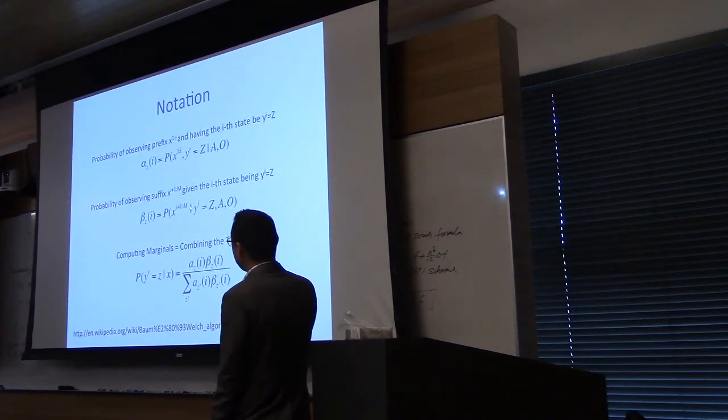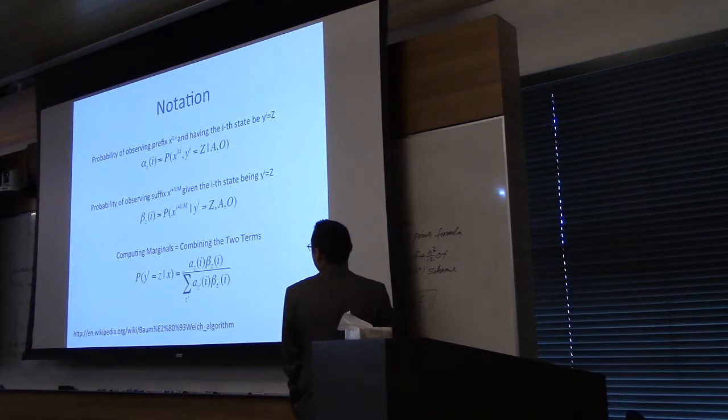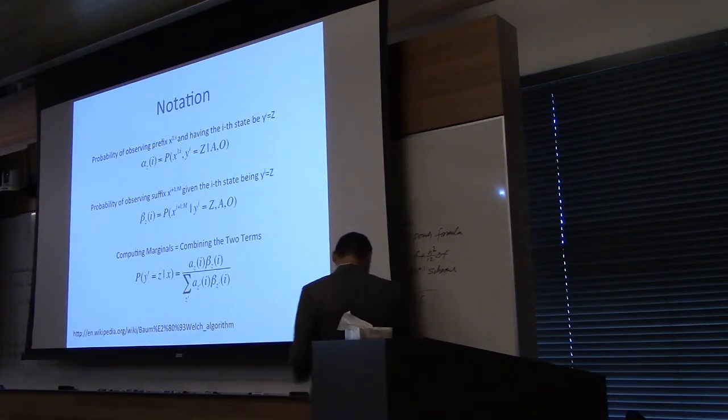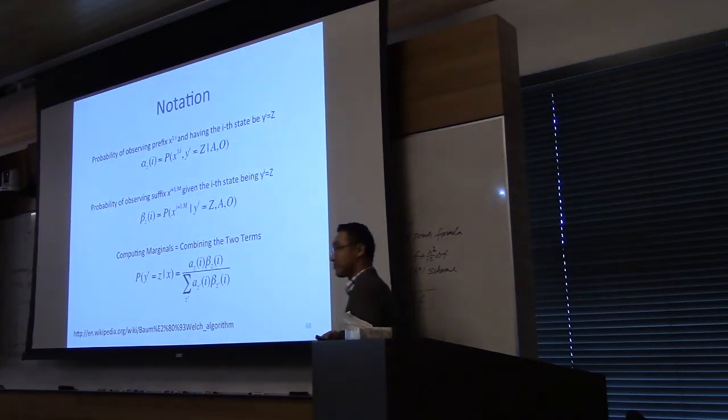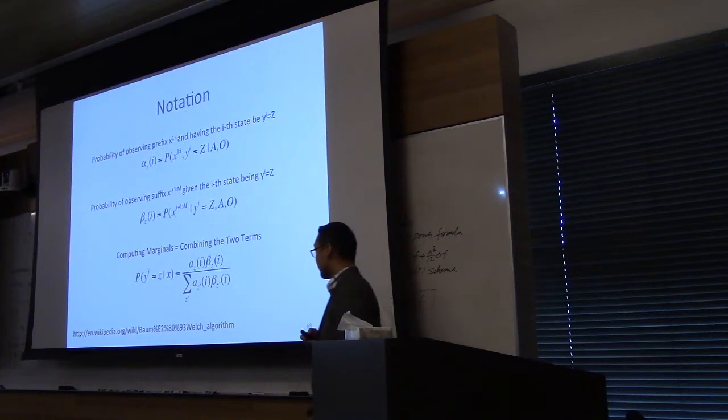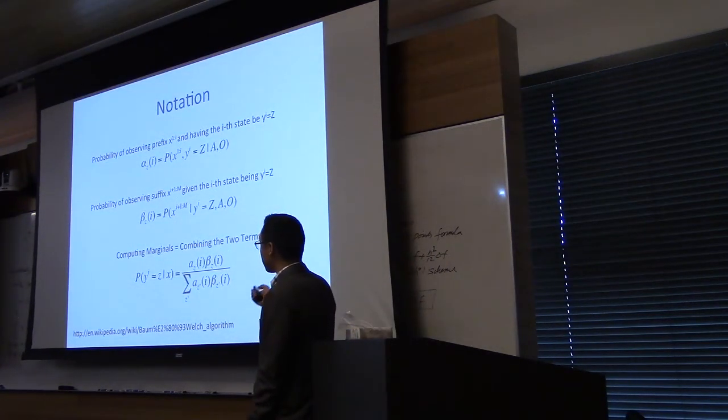Beta is the reverse probability. It's the probability of observing the remaining words, given that the part of speech tag at token i is z. And it turns out that you can compute this marginal, the probability that the i-th token is z, just by doing this. And this is just simple arithmetic after you combine these two terms. So then the challenge is, can we compute these alphas and betas efficiently?